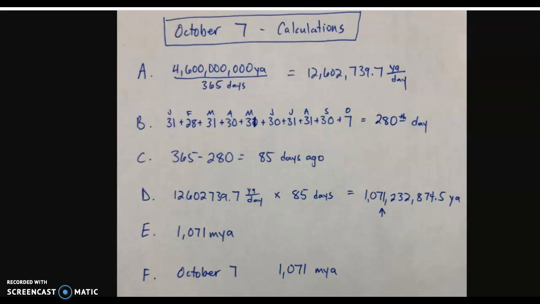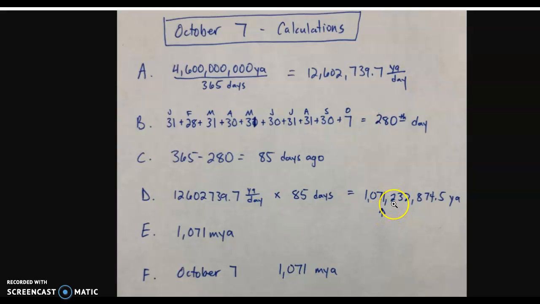Here are my calculations for my birth date, October 7th. When you get to this point, you need to make sure that you round correctly. So here is my calculated birth date. In geologic history, I was born 1,071,232,874.5 years ago.